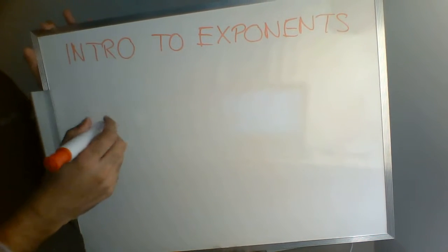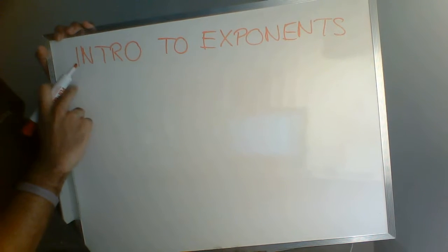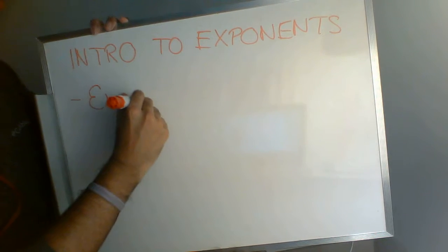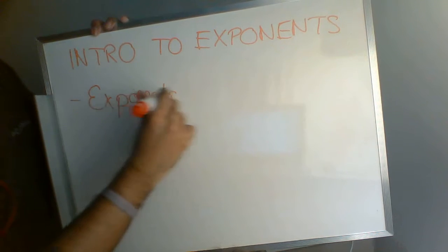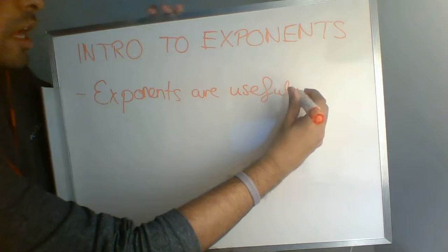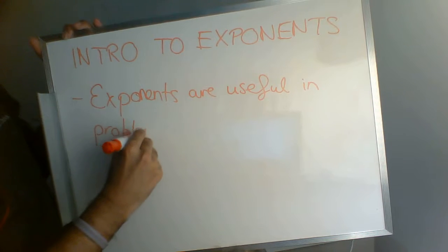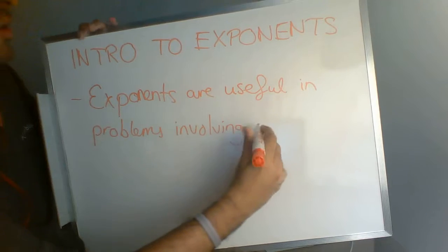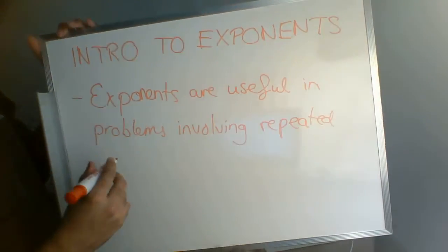So basically exponents are useful when you are doing repeated multiplication. So this is something you can write down just so that you're aware of why we're using these. Exponents are useful in problems involving repeated multiplication. So that's sort of where they come into play.